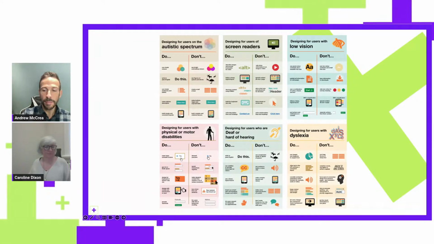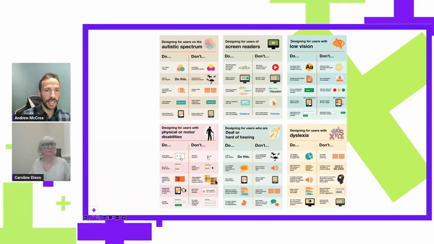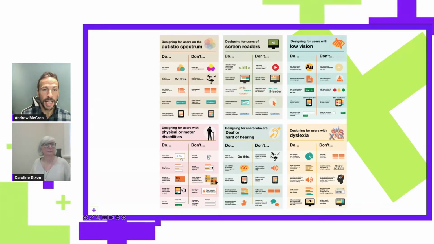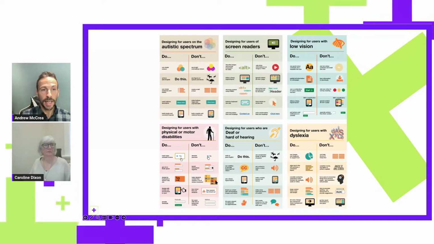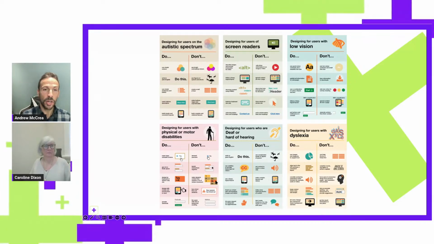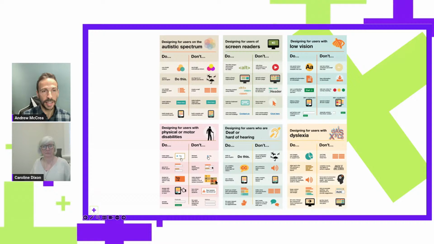So one way to get this embedded within public sector organisations is that gov.uk have done a really good job to produce these posters that are essentially their blueprints for designing with people for different levels of impairments, ranging from the autistic spectrum through dyslexia to people who are hard of hearing. And in these posters, it's really important to note that the do columns, if you were to look at these, you can look at these on the gov.uk website. By the way, very easy to access them.